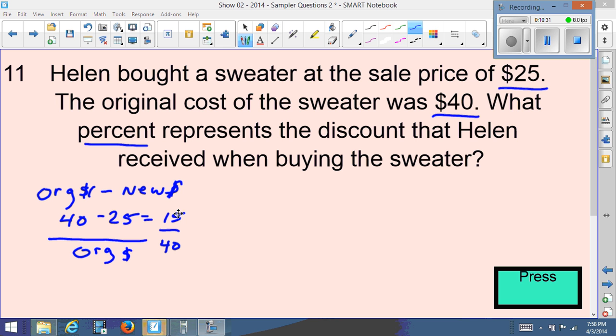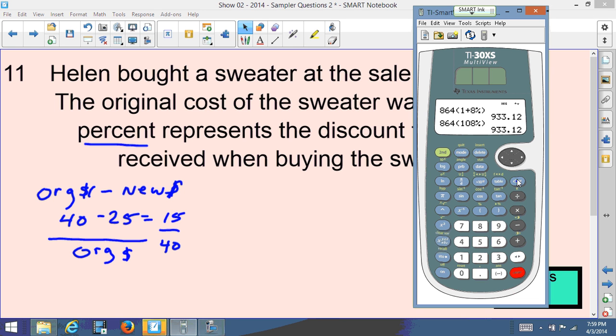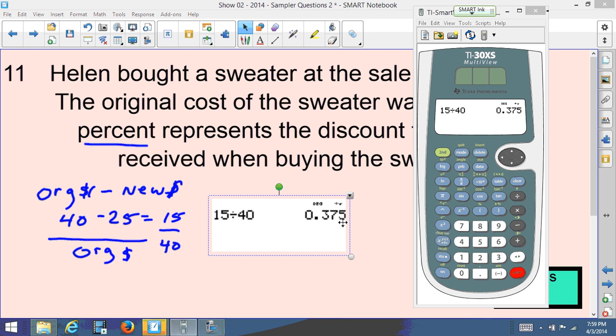So if we can get our calculator to find out what's the difference in that change, so what is the decimal? So let's get our calculator here. So let's clear there. Okay. Now let's type 15 divided by 40. And you'll notice that the fraction bar means division. That'll give us 0.375, and that's a decimal.